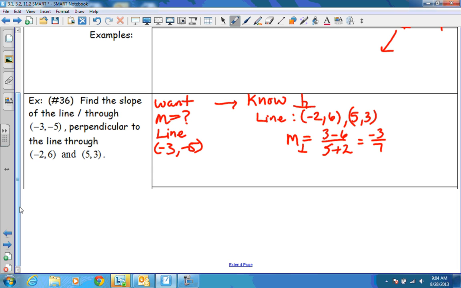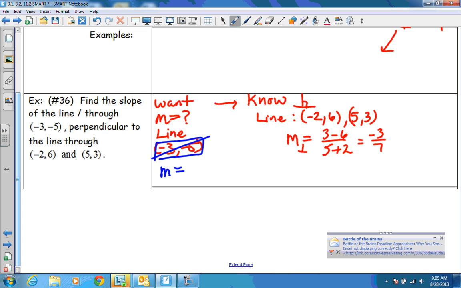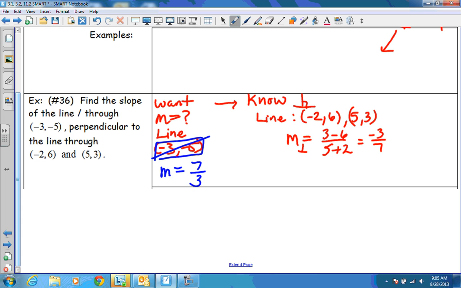Did it ask me to find the line? Do I even need this piece of information? I don't. It just wants what our slope has to be if it's perpendicular. Negative 7 over 3 or 7 over 3? Yeah, positive 7 over 3. Good job, kids. So that's our final answer.